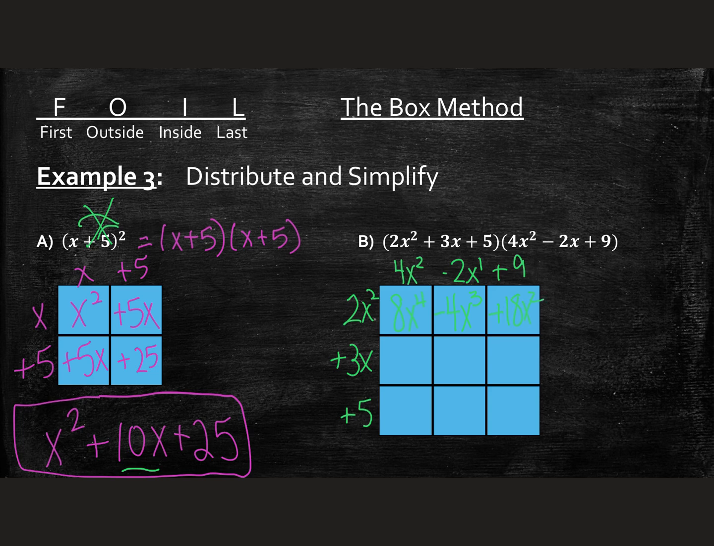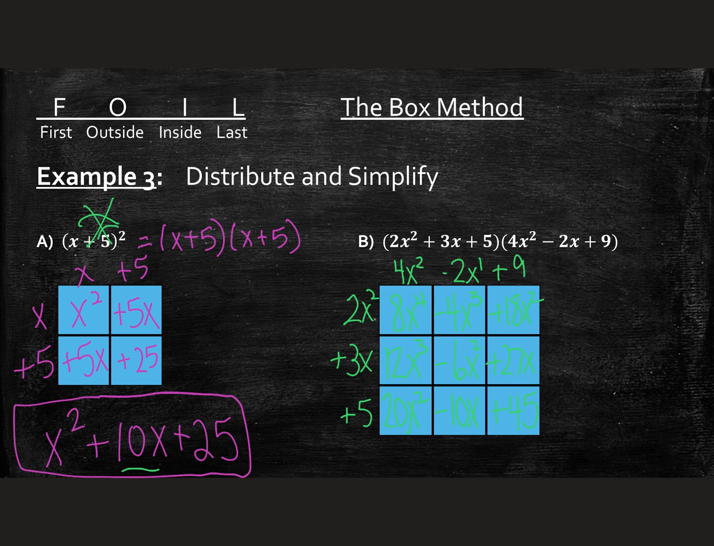Okay, then we're going to do 4x squared times 3x. That gives us 12x to the 3rd. 3x times a negative 2x gives you negative 6x squared. And then 9 times 3x gives you plus 27x. Okay, 4x squared times 5 gives you 20x squared. And then negative 2x times 5 gives you negative 10x. And then 5 times 9 gives you plus 45.